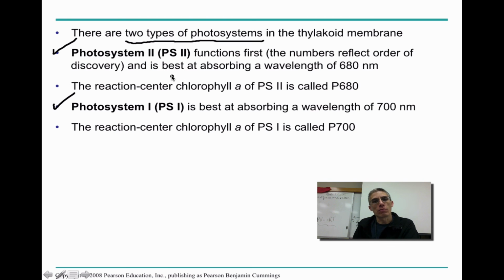Photosystem 2 is going to be best at absorbing a wavelength of around 680 nanometers. That's going to be the wavelengths we saw on the far right of that electromagnetic spectrum in the visible light range. So the reaction center chlorophyll A of photosystem 2 is going to be called P680. That 680 simply refers to the wavelength that we're using during that stage of the light reactions. Photosystem 1 is going to be best at absorbing a wavelength of around 700 nanometers. And so the reaction center chlorophyll A of PS1 is going to be called P700. Again, that 700 simply refers to that wavelength found within the visible spectrum that we talked about a little bit earlier.